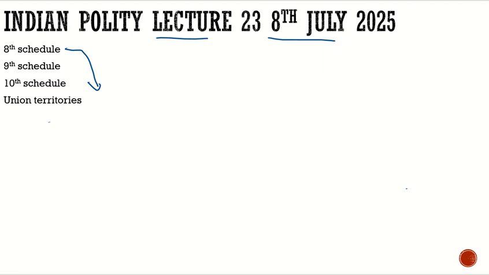Article 350. Let's say you are residing in Tamil Nadu, or in any state. So you are residing in Tamil Nadu, and you have some grievance. You want to file a complaint. So in which language will you file the complaint? This is what Article 350 talks about. In which language will you file a complaint?